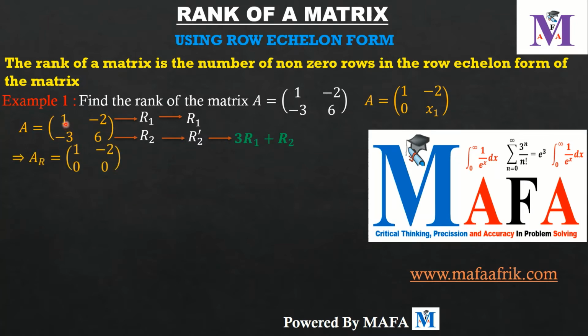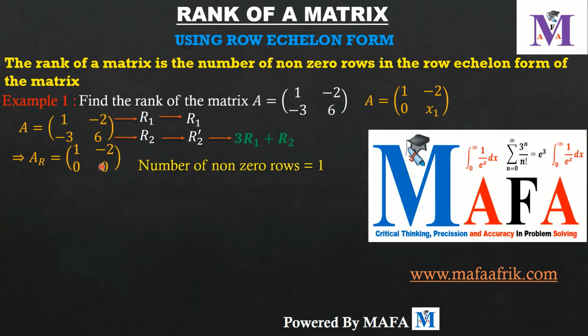So doing that, the first row remains intact. We have the entries 1 and -2. Now if I take 3 times the first, let's deal with the entries first. 3 times 1 is 3 plus -3 is 0. So here we have 0. 3 times -2 is -6 plus 6 is 0. So we have seen that our element x1 here has been reduced to 0. By so doing, the rank of this matrix is simply the number of non-zero rows, which is equal to 1, because here we have only one non-zero row.